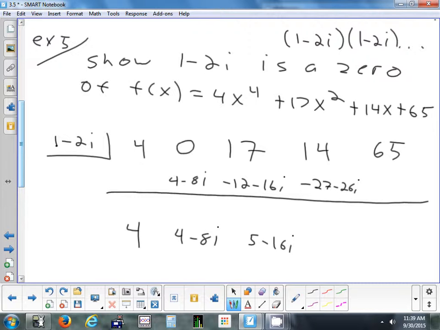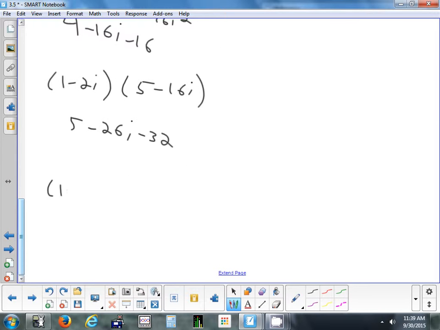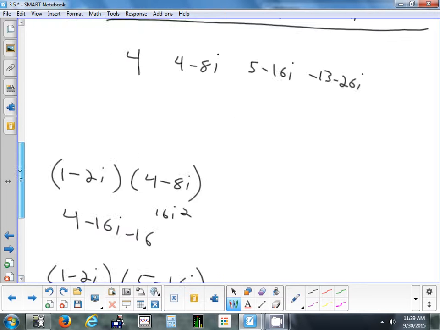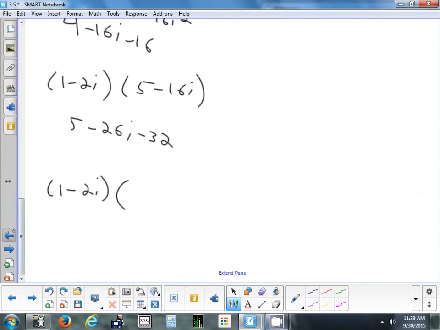All right. What's 14 minus 27? Negative 13. All right, and hopefully somehow I just get negative 65 here. So when I add it up, I get 0. Okay, last step. Let's see what happens. 1 minus 2i times negative 13 minus 26i.